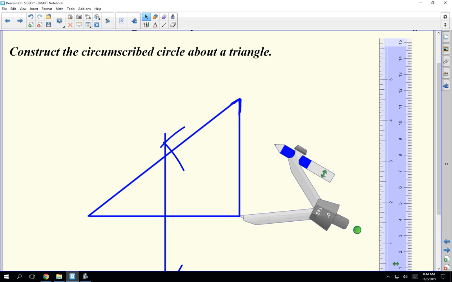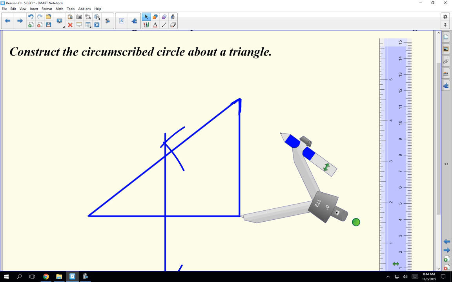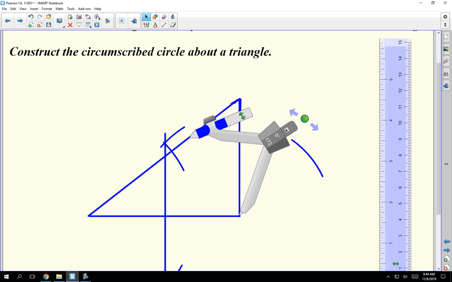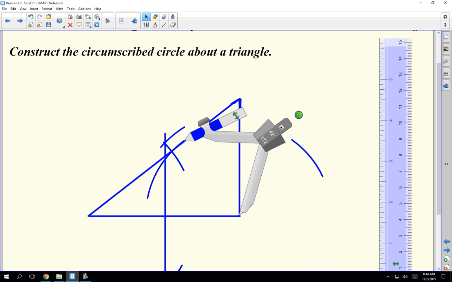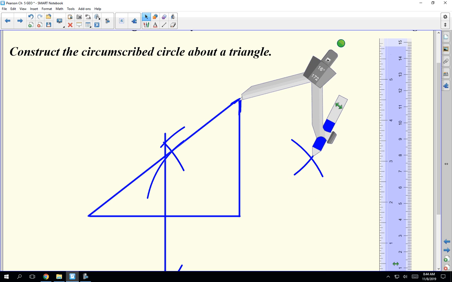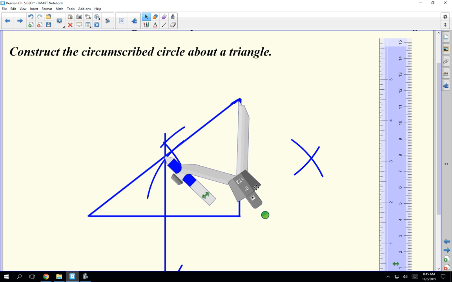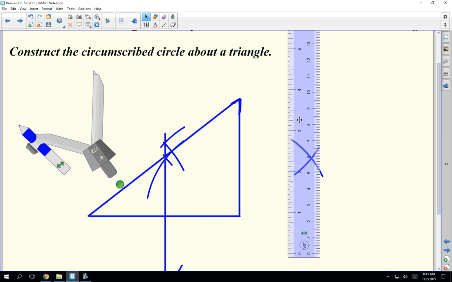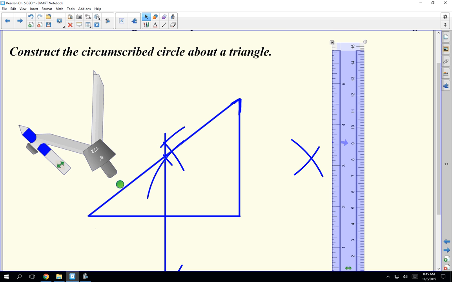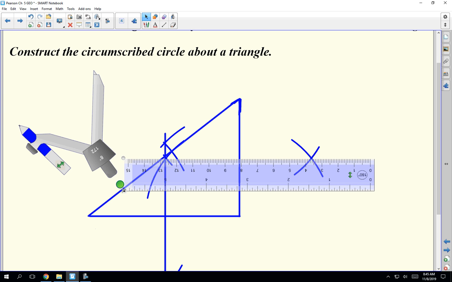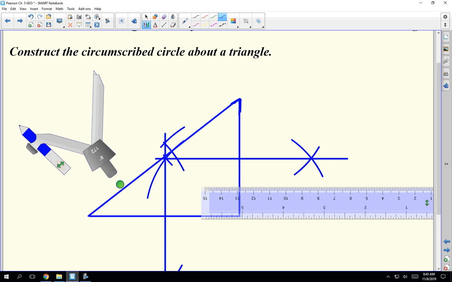So if that happens and they don't quite meet, you just stretch it out a little farther and try swinging an arc again. Then go to the other side. Do the same thing from the other side. Swing an arc here. Swing an arc there. And take your straight edge. Connect those two. This one's intersecting almost outside of the triangle.